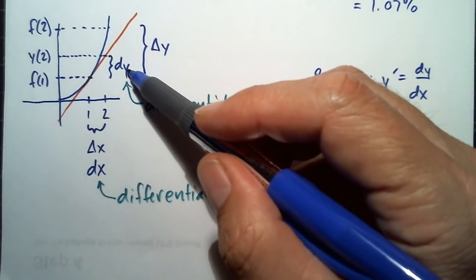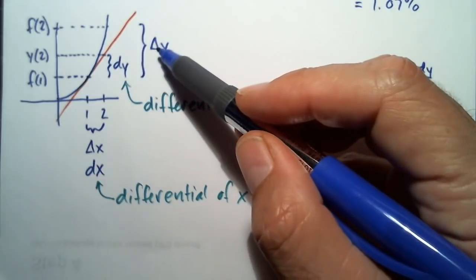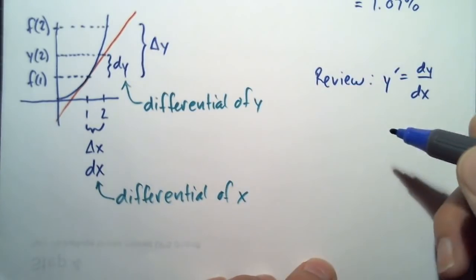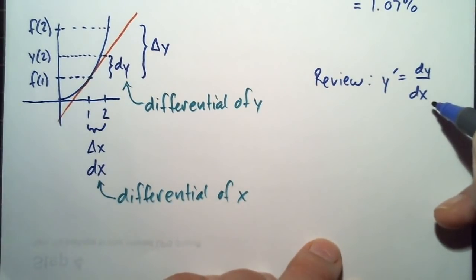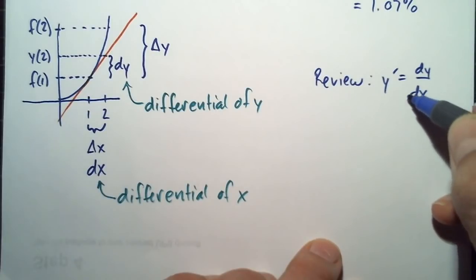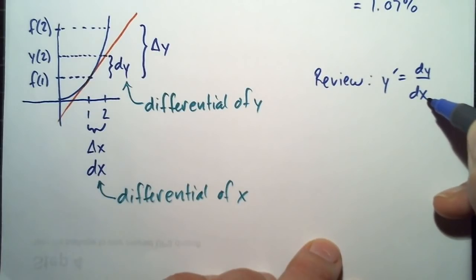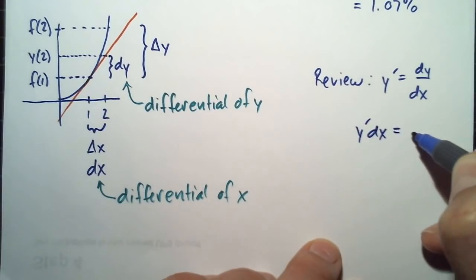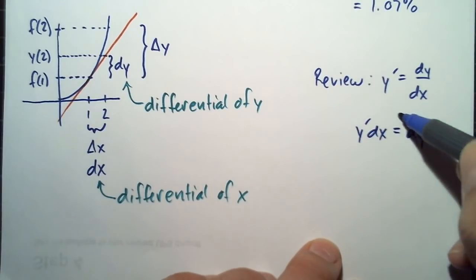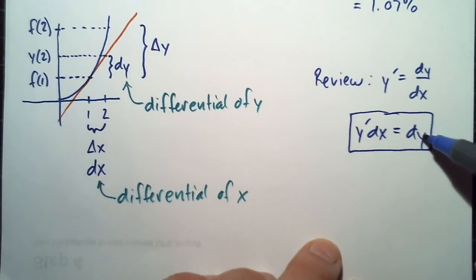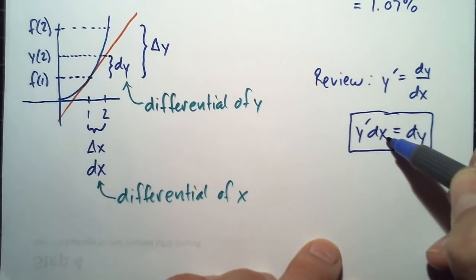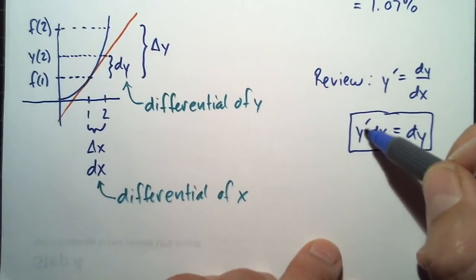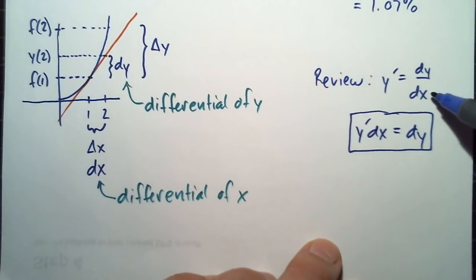What does the differential of y equal? It's not equal to delta y. So we can look over here and make a formula for dy by multiplying by the differential of x. So we'll have y prime times dx equals dy. So now we can find the differential of y by multiplying the differential of x times the derivative. And we did that just by multiplying both sides by the denominator.